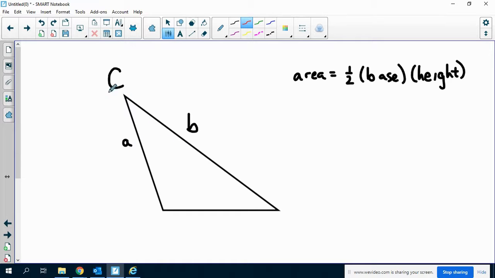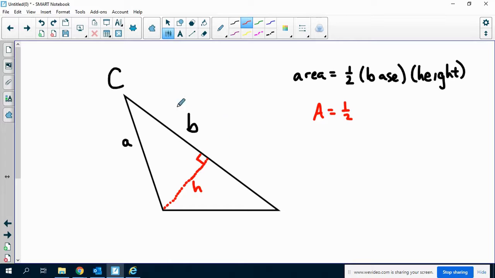We're given one angle and then two sides, and those sides form the angle. Well, that's not a base and a height in this case. So we kind of have to figure out what to do. What you could do is draw the height to one of those sides, and we would still have area is equal to 1/2 base times height.